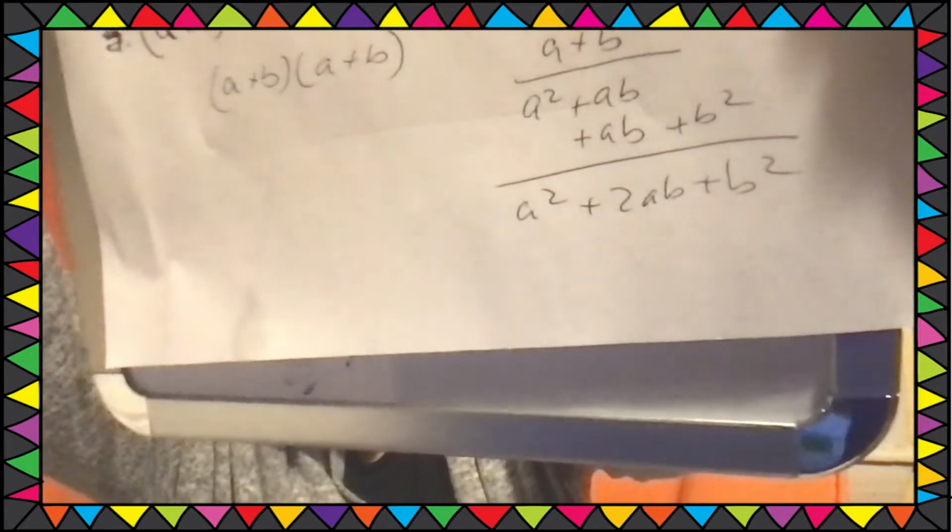Okay. So it means you have to multiply each one times each one in the other binomial. So you have to do it that way. There's no shortcut. All right, next page.